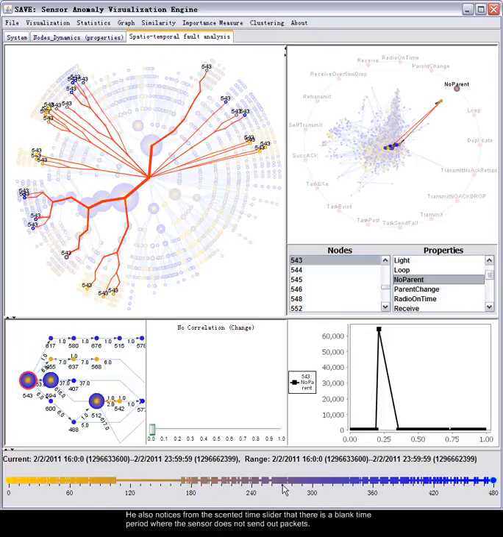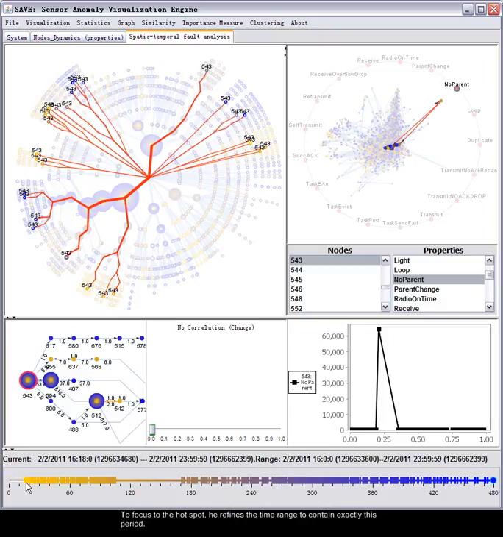He also notices from the centered time slider that there is a blank time period where the sensor does not send out packets. To focus on the hotspot, he refines the time range to contain exactly this period.